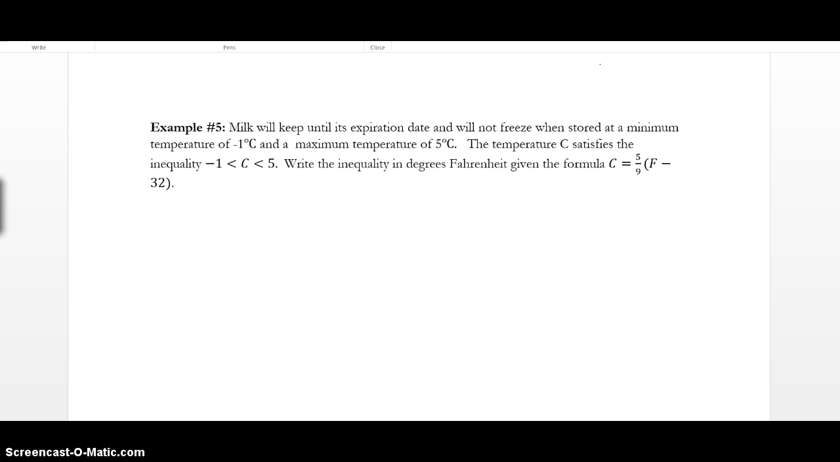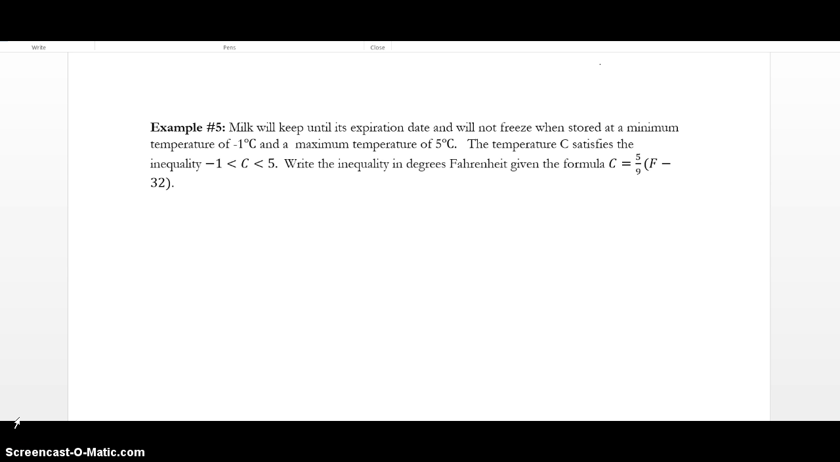Alright, example 5. Milk will keep until its expiration date and will not freeze when stored at a minimum temperature of -1 Celsius and a maximum temperature of 5 Celsius. The temperature C in Celsius satisfies the inequality -1 is less than C is less than 5. Write the inequality in degrees Fahrenheit given the formula C equals 5/9 times parentheses Fahrenheit minus 32.